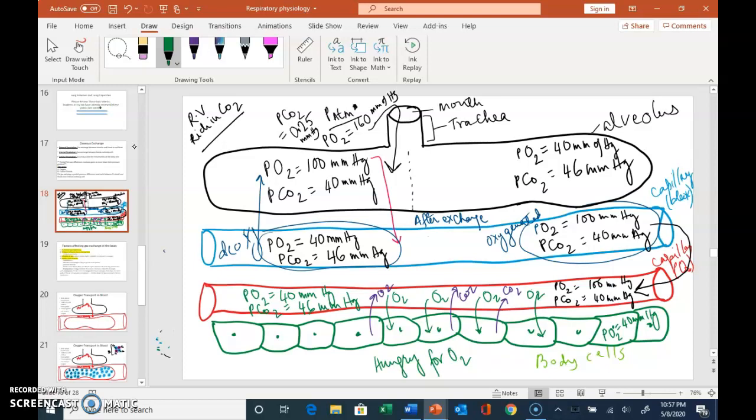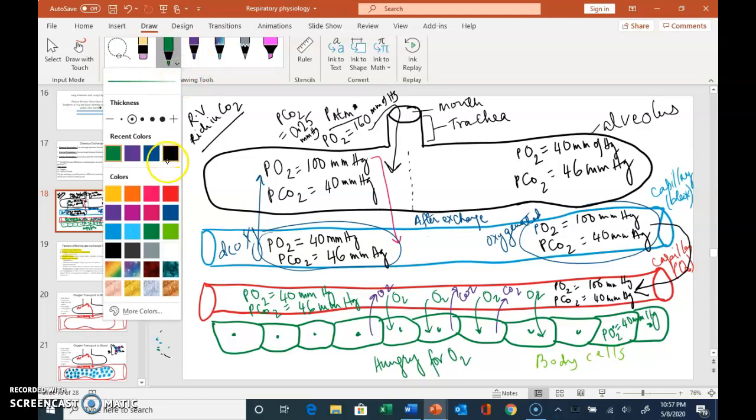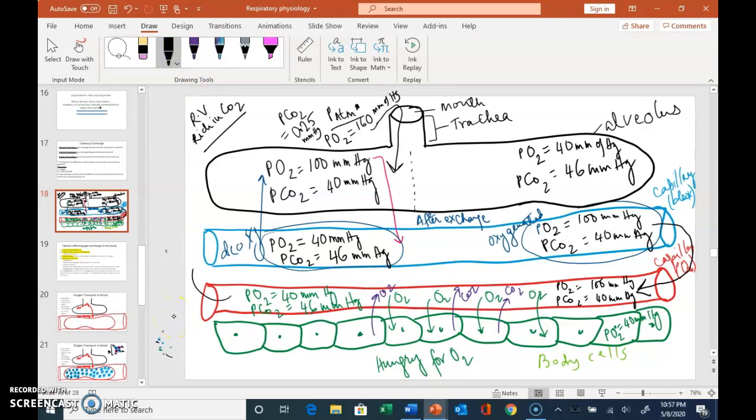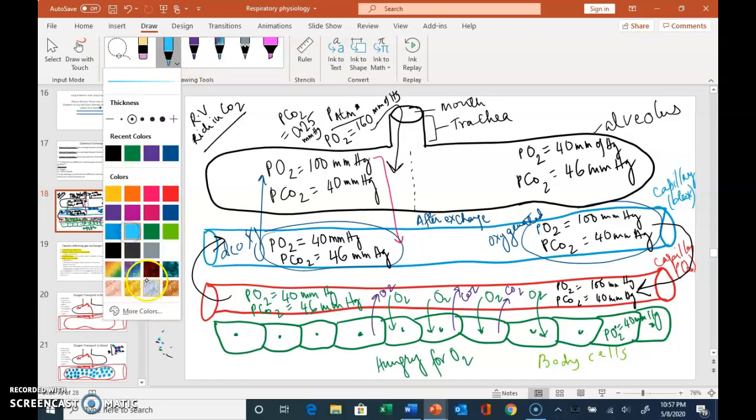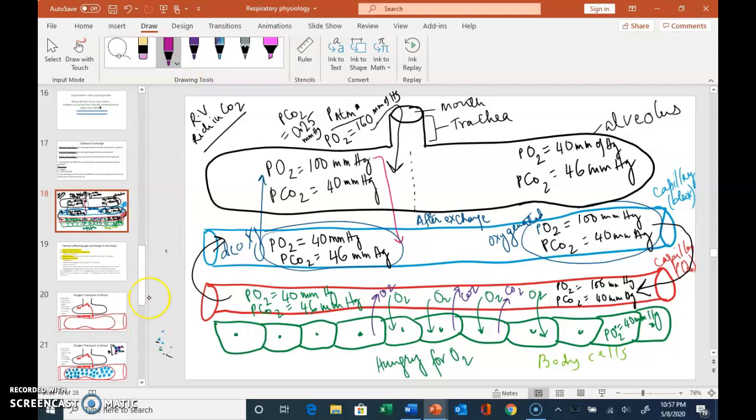And then this will then go to the lungs, and there will be further exchange. Is that clear? Last thing. This was external respiration, and this is internal respiration. Hope that's clear.